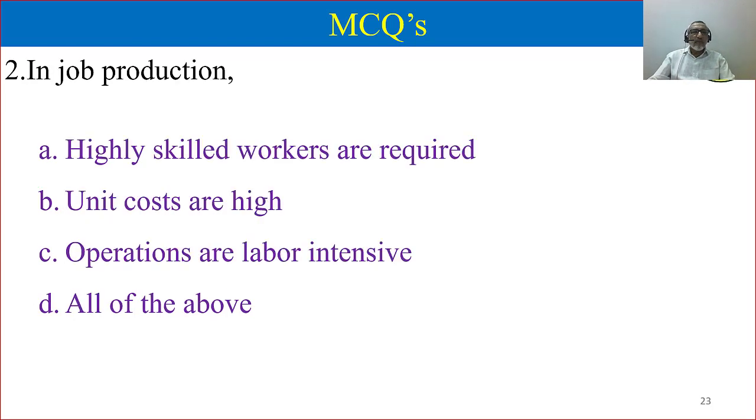Next, in job production highly skilled workers are required, unit costs are high, operations are labor intensive, or all of the above. What is the right answer? In job production, are highly skilled workers required? Yes. Does unit cost go up in job production? Yes. Labor intensive? Yes, highly skilled workers are required, that is labor intensive. So the right answer is all of the above.